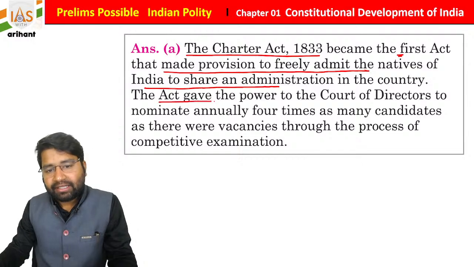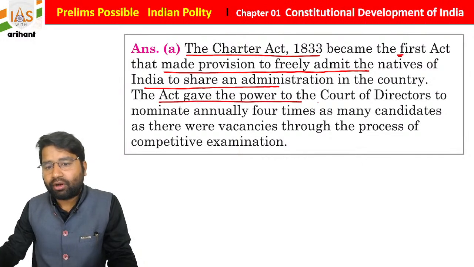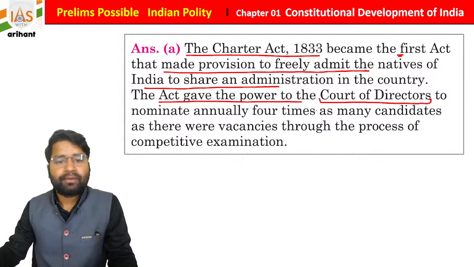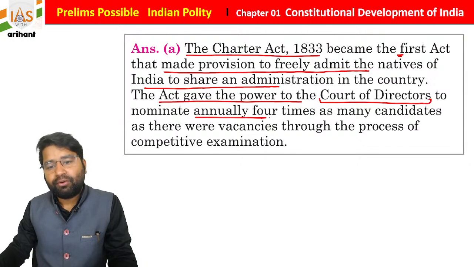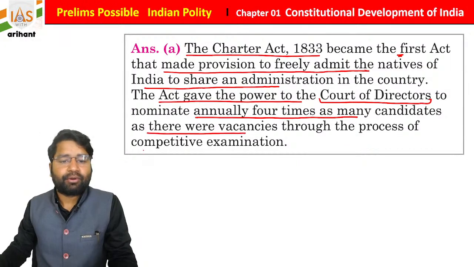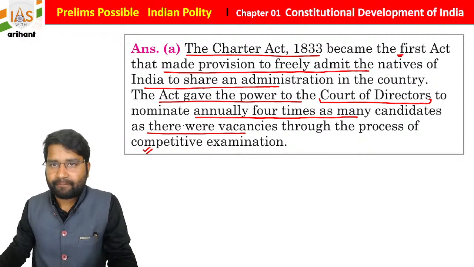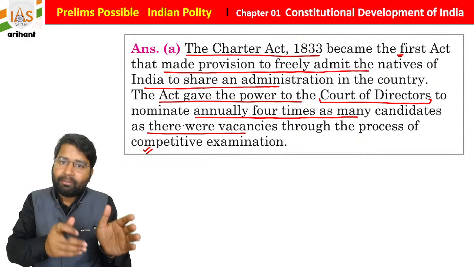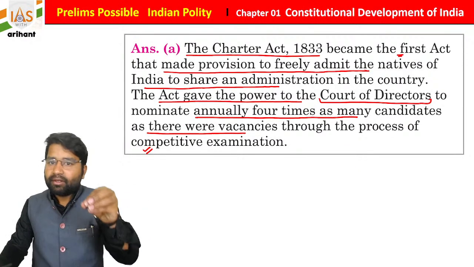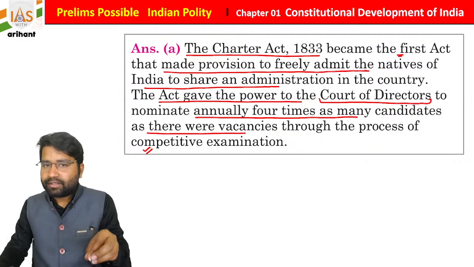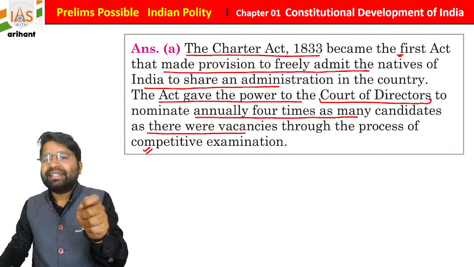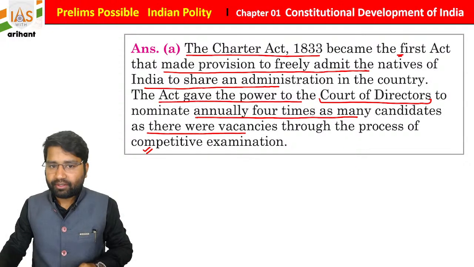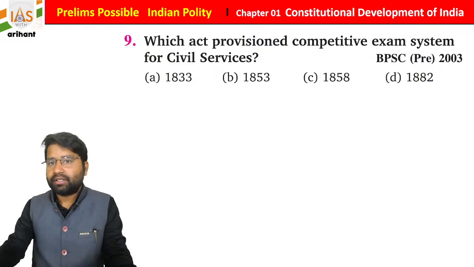And this act gave power to the Court of Directors to nominate annually 4 times as many candidates as there were vacancies, through the process of competitive examination. So there was a competitive examination introduced in 1833, but it was negated, and only in a limited sense. Okay, so you have to understand this also.